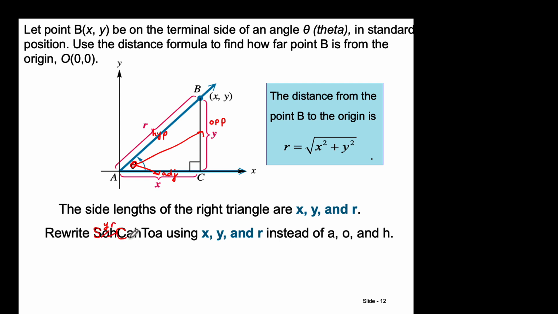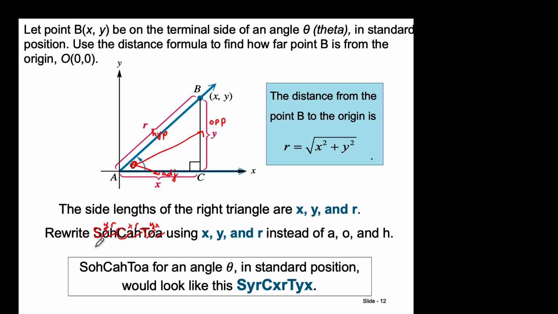Cosine, we're not going to call it adjacent over hypotenuse, we're going to call it x over r. Tangent, we're not going to call it opposite over adjacent, we're going to call it opposite, which is y, over adjacent, which is x. It looks like this. SohCahToa for an angle theta in standard position would look like this. Sine is y over r, cosine is x over r, and tangent is y over x.